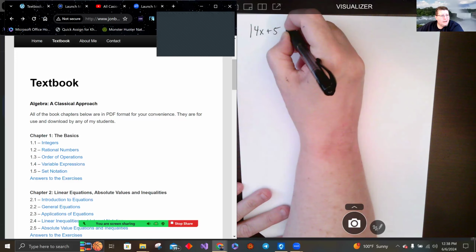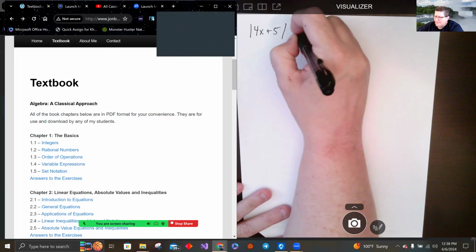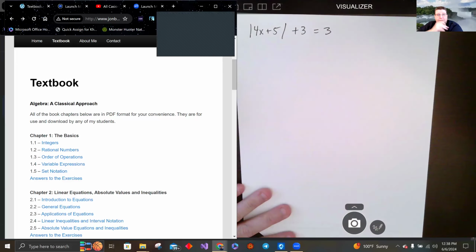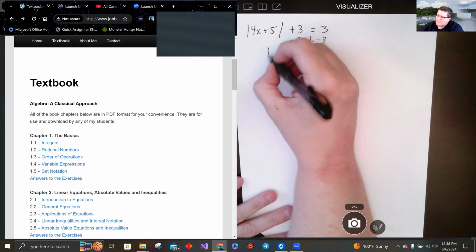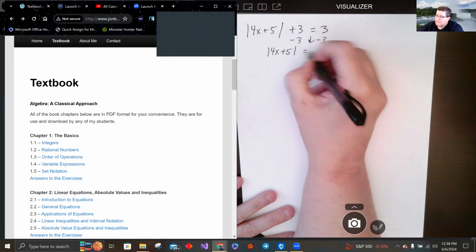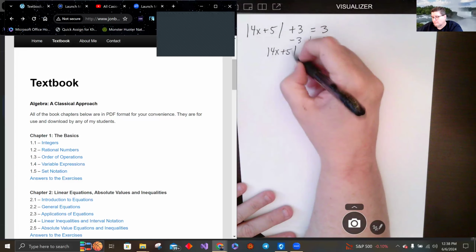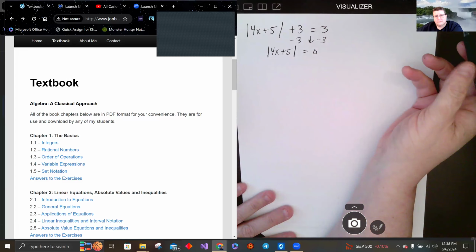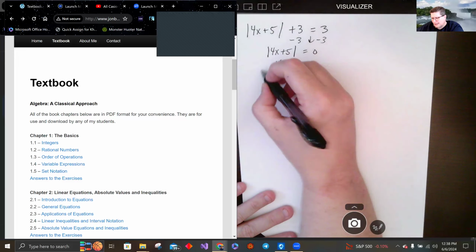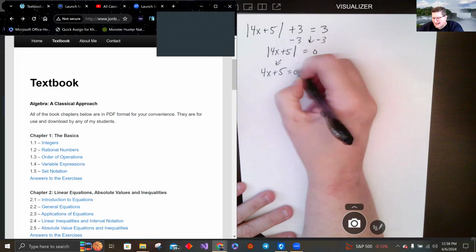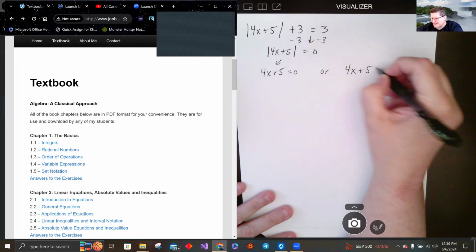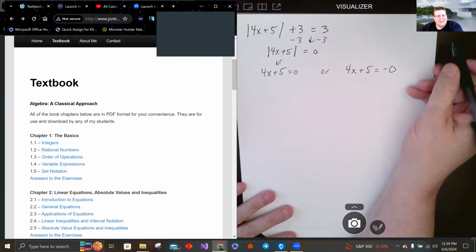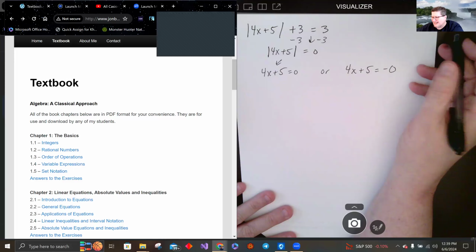Absolute value of 4x plus 5. That's done. And then we have plus 3 equals 3. We start off by subtracting 3 from both sides to get the absolute value by itself. And now if I split it into two paths, I have 4x plus 5 equals 0, or 4x plus 5 equals negative 0. What? Negative 0, that doesn't make sense.